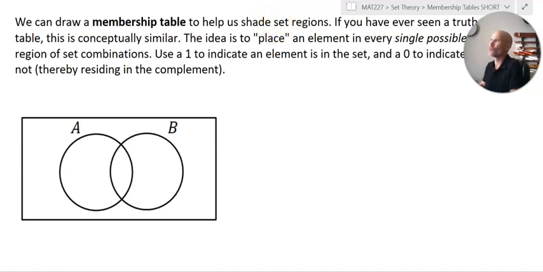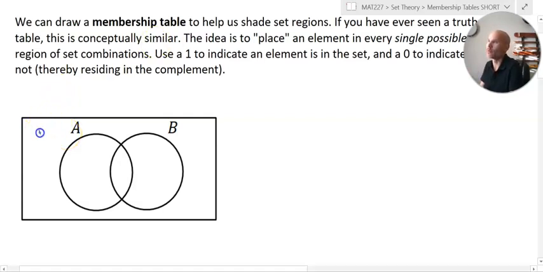It's very similar to a truth table, if you've ever seen that before in a digital logic class, where a 0 would indicate that an element is not a member of that set, and 1 would indicate that it is a member of that set. So let's take a look at this Venn diagram. It has 4 regions, right? And I'm going to label them this way.